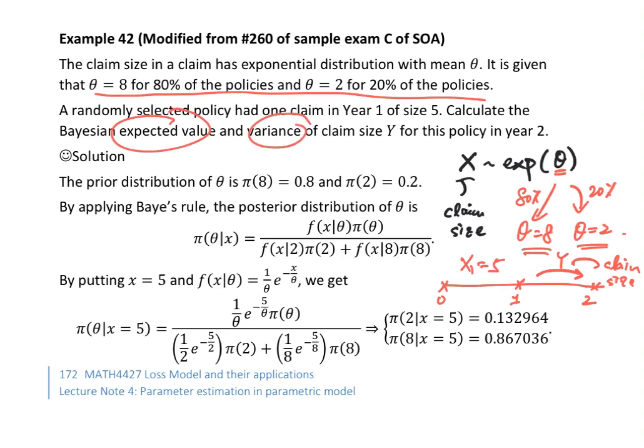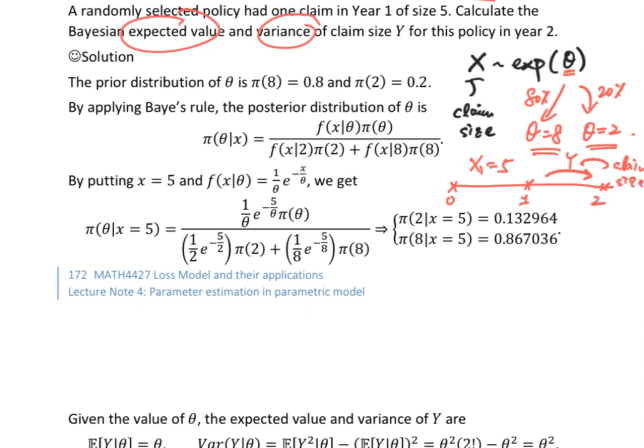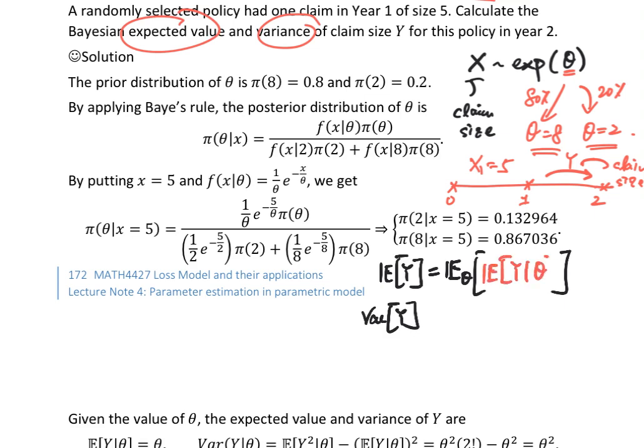Now in order to get this, you want to get the expected value of Y and also the variance of Y, right? Let us first recall the formula that we need. For the expected value of Y, we use this double expectation formula, right? And then for the variance, you do the same thing.